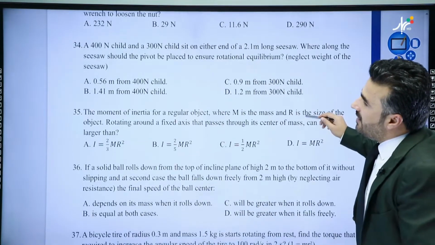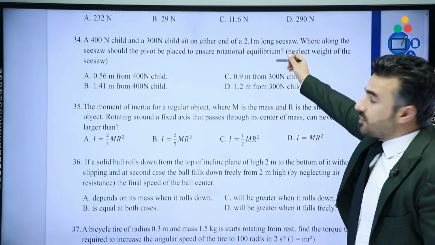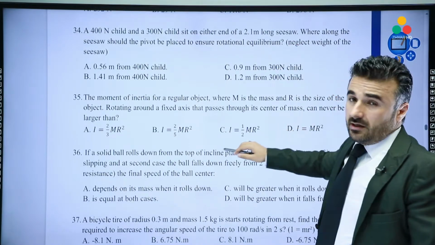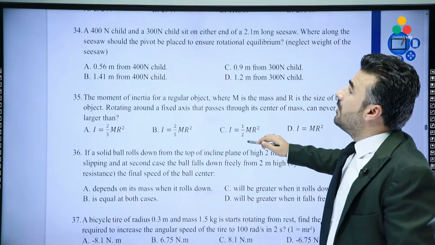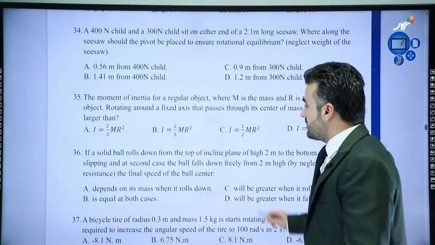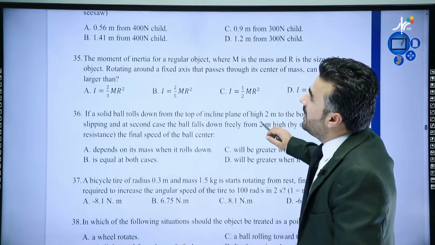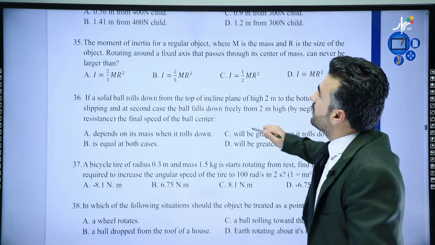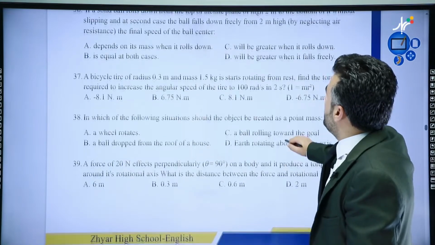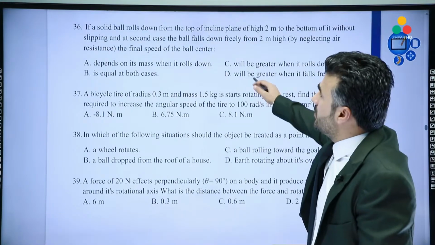Okay, what else do we have? We've solved questions like this. I would recommend you go back to the section where we solved questions related to seesaws and how to balance. That is the rotational equilibrium. The moment of inertia for a regular object and all that. These are easy. Solid ball, easy. Let me go through this one more time.